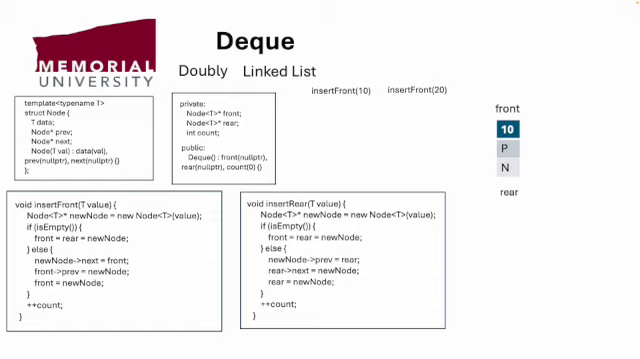One more, insert front 20. We have the new node with value 20. So this is not empty. We go here. New node's next, we point to the front. This is the front. Front's prev points to the new node. And the front is set equal to the new node. So the front changes to here. And the count plus plus.